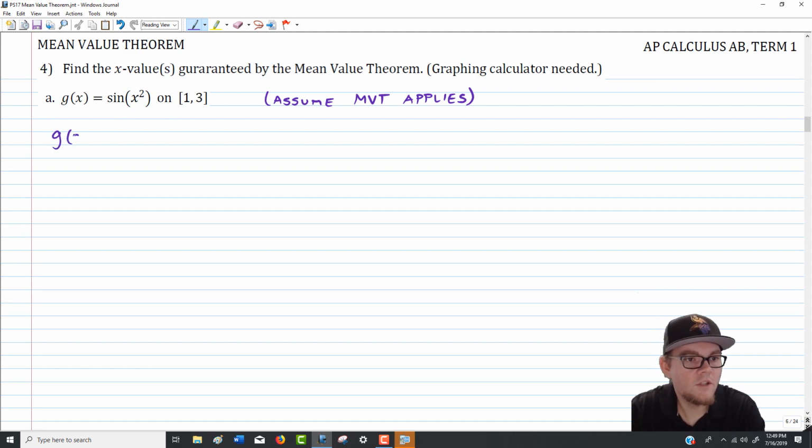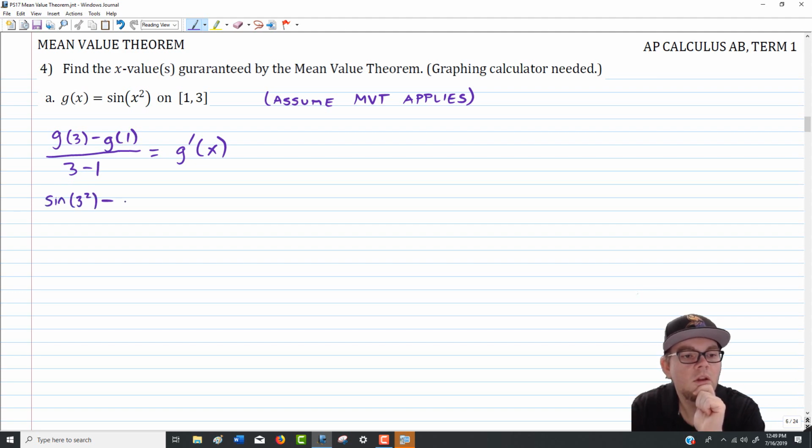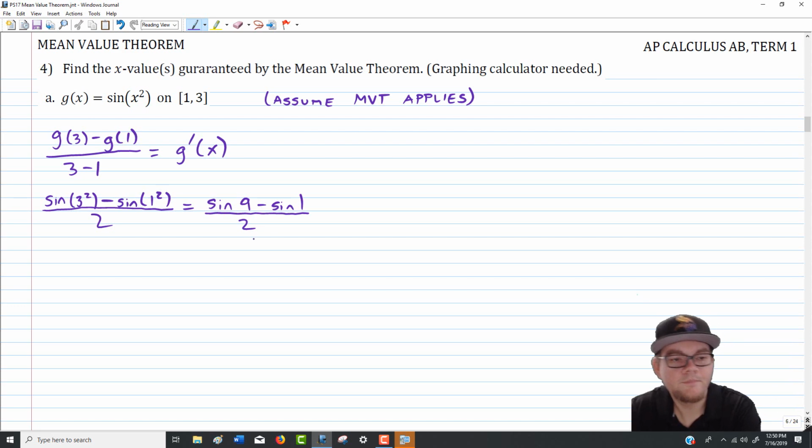So what do we want? We want g of 3 minus g of 1 over 3 minus 1 to be equal to g prime of x. Well, let's calculate out the two different values. So g of 3, that's going to be the sine of 3 squared minus the sine of 1 squared, and that's all over 2. So in other words, the average rate of change is sine of 9 minus sine of 1 all over 2.